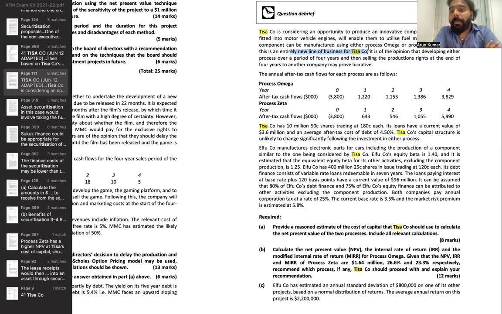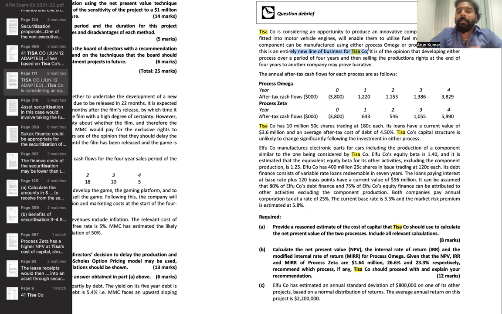Fine. So it is of the opinion that developing either process over the period of 4 years, and selling production rights at the end of 4 years to another, may prove lucrative. So they have given the net cash flows of both process omega and zeta. But first of all, we need a discount factor for it.